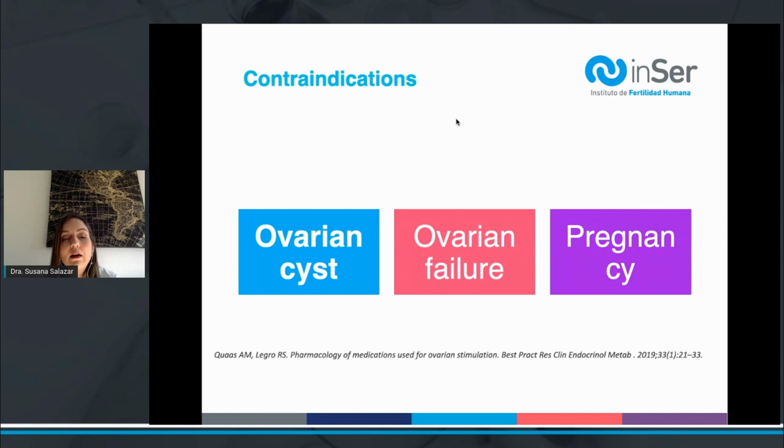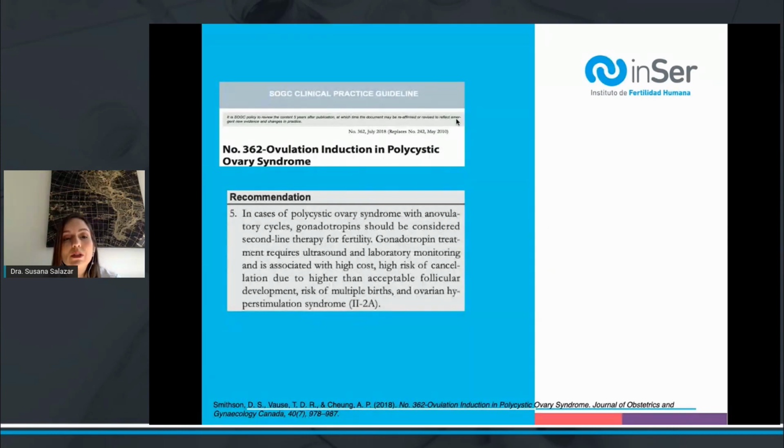These are the recommendations of the SOGC clinical practice guidelines. In case of PCOS with anovulatory cycles, gonadotropins should be considered second-line therapy for infertility. Gonadotropin treatment requires ultrasound and laboratory monitoring and is associated with high cost, high risk of cancellation due to higher than acceptable follicular development, risk of multiple birth, and ovarian hyperstimulation syndrome.